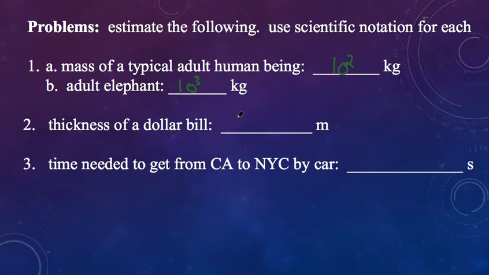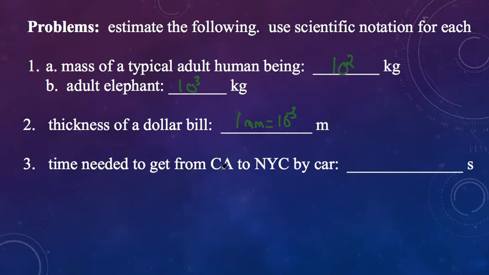A thickness of a dollar bill. Well, if you think of a centimeter being the width of your pinky, then you know that there's got to be many dollar bills that fit within the width of your pinky. So maybe we're talking on the order of 1 millimeter, which is equal to 10 to the minus 3 meters.